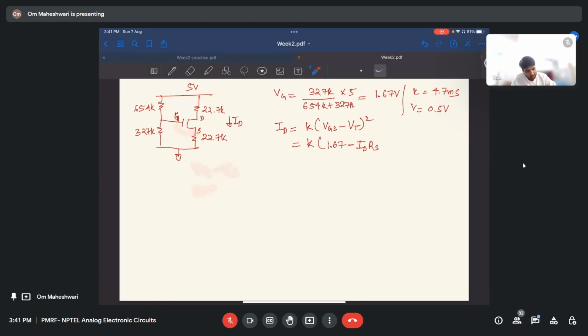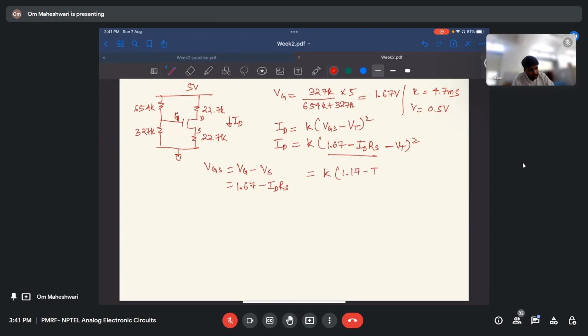VGS equals VG minus Vs. VG is 1.67 minus Vs, which is IDRS. So I'll put this here, minus VT whole square. Let me solve it a little bit further. K equal to 1.17 minus IDRS. I'll just write it finally.